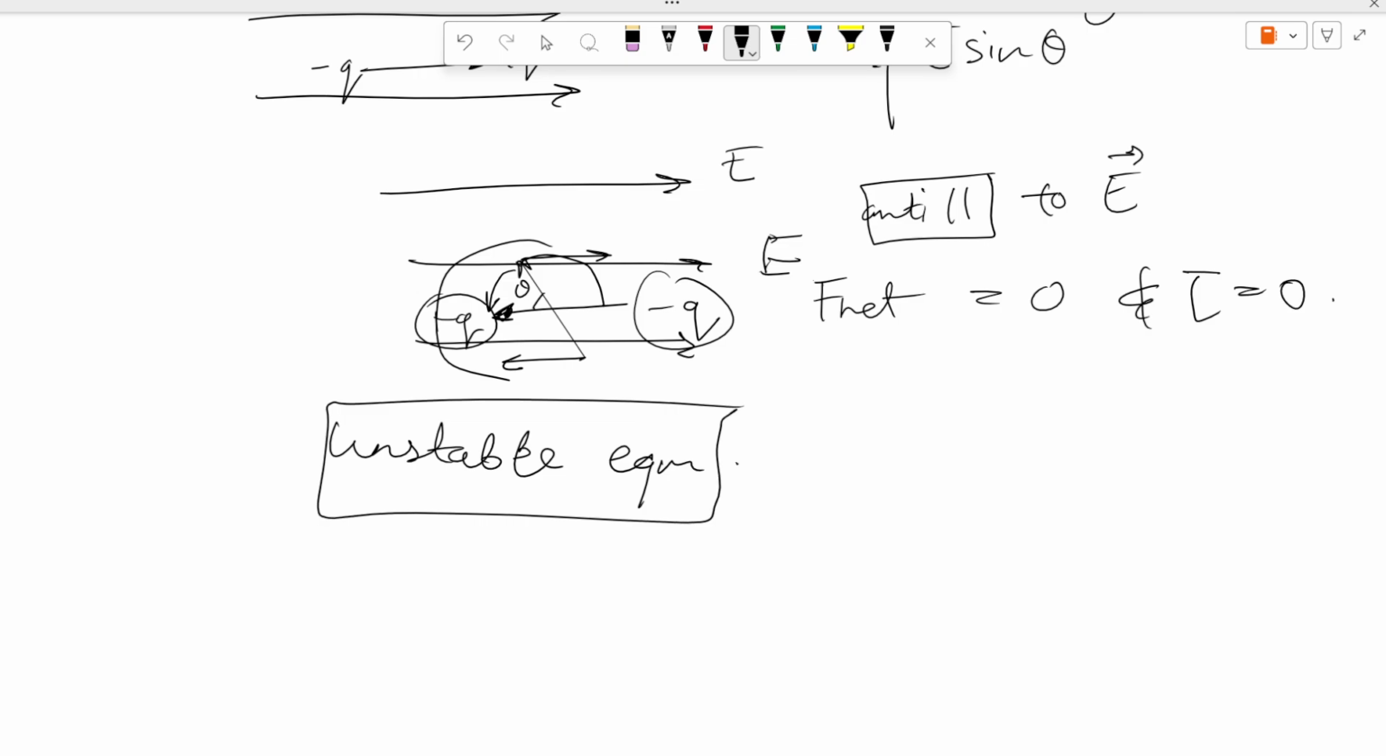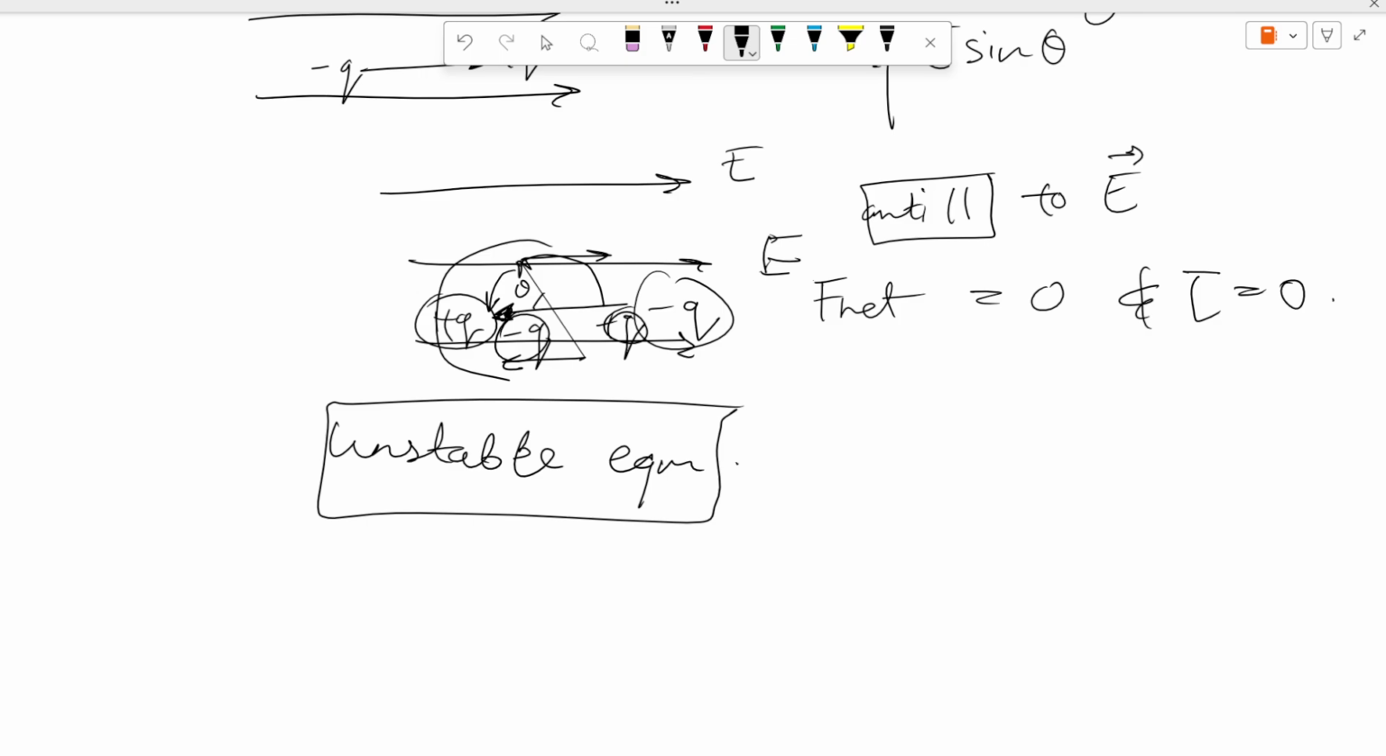It supports the movement until the positive charge reaches this position and the negative charge reaches this position. So it basically wants to flip, and as soon as we provide any force, it flips. It is an unstable equilibrium.